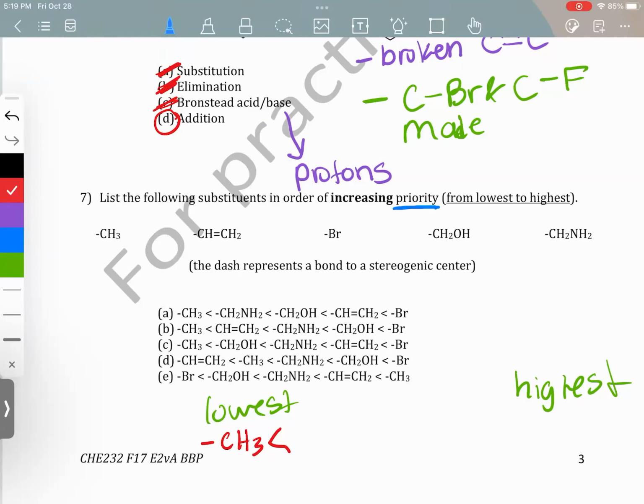I don't know. That's not an ethyl, so CH with a double bond with CH2. Wait, give me 1 minute. The second one. Oh. Hold on. I think I made a mistake. Oh no, I didn't make a mistake.